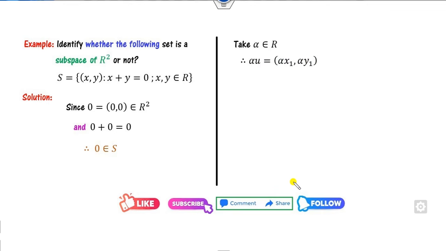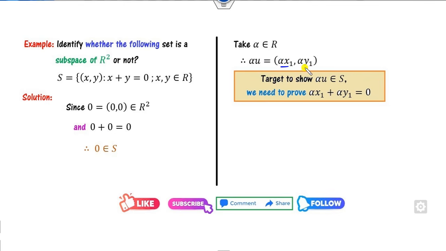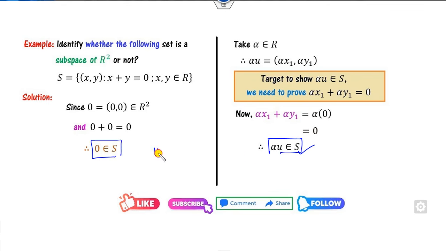Next I can take alpha in R. Then your target is x plus y is 0. I can start from the left hand side. Again I have to substitute the values of x1 and this number. Clearly it's 0. It's satisfied. Therefore alpha u is a part of S. Hence all these three properties are satisfied. First one, this property, and u plus v belongs to S. Therefore S is my subspace.